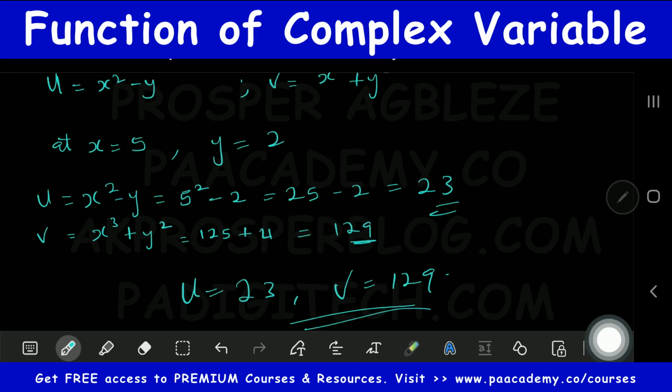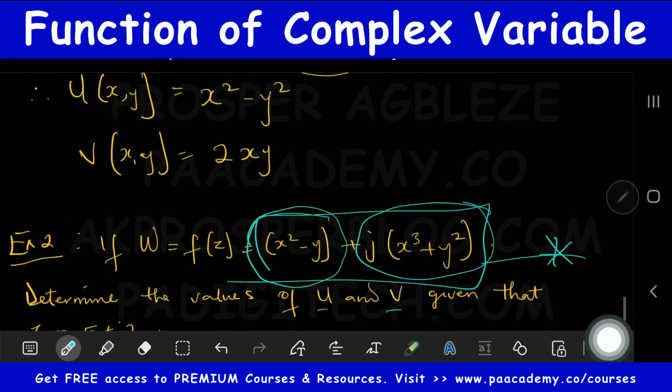So it can be as simple as this, but you just need to understand the concept of everything that we are doing here. So this is it on function of complex variable.